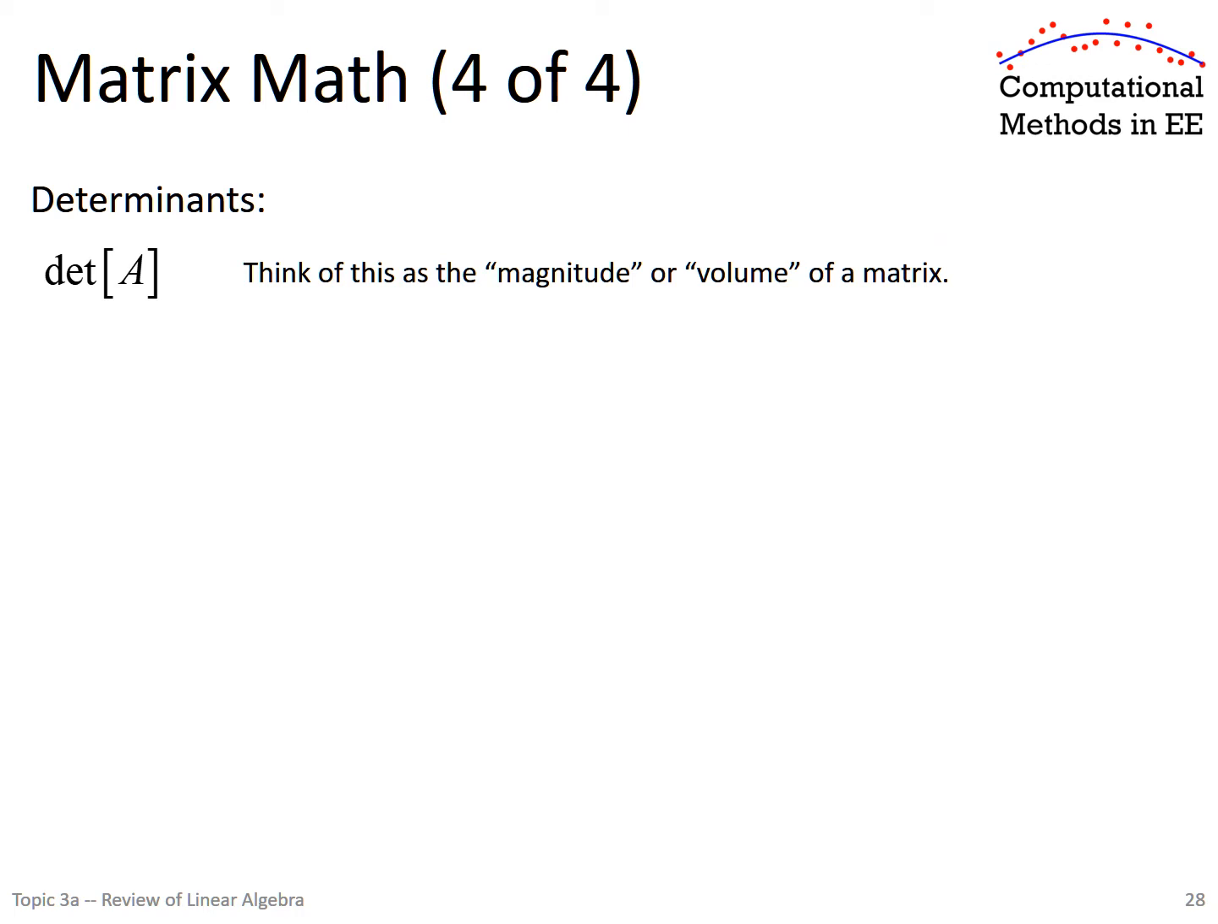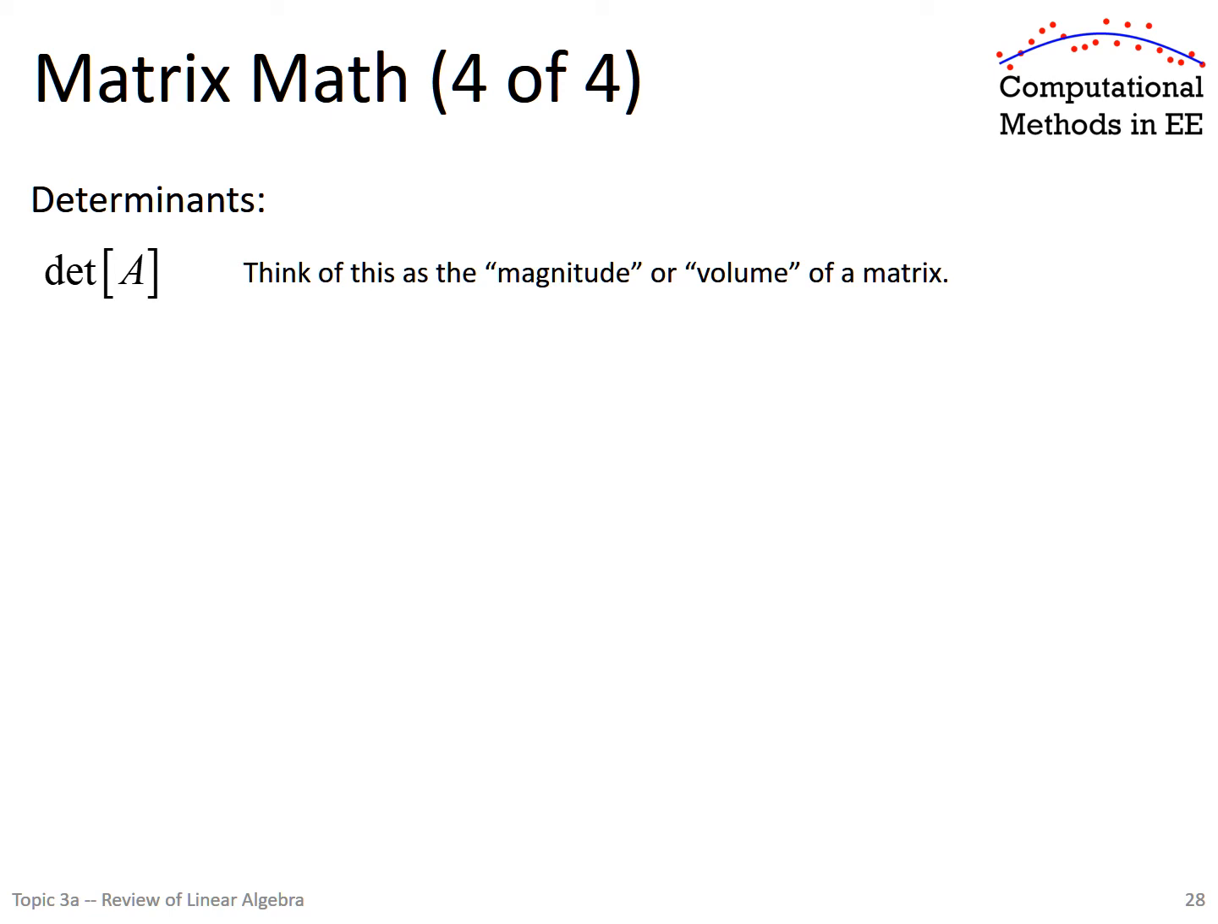Determinants. What is a determinant? Boy, it's very difficult to express the physical meaning of a determinant because it depends on the physics of what built the matrix to begin with. But if we were to try to give an intuitive feel of what this is, we can think of the determinant as sort of a magnitude or a volume of the matrix. But it comes up a lot in linear algebra.